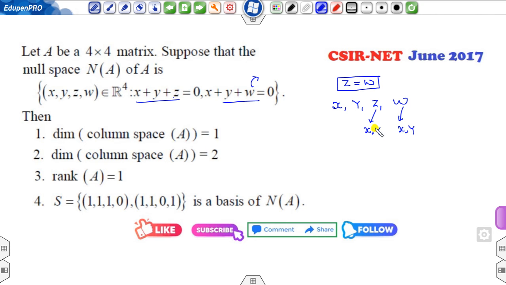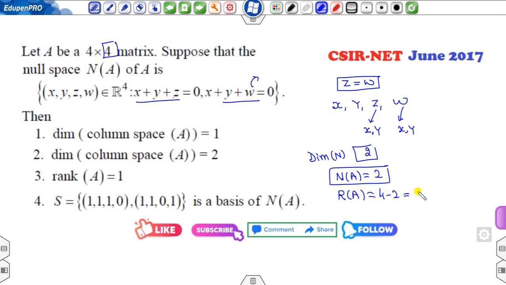How many independent variables? 2. So that means the dimension of the null space, that means nullity of the matrix is my 2. Once the nullity is 2, can you find the rank? Number of the column vectors minus 2 is 2. So rank is 2, option 1 cancel. Rank is the same as the column dimension, cancel. Rank is my 2, yes, correct option.